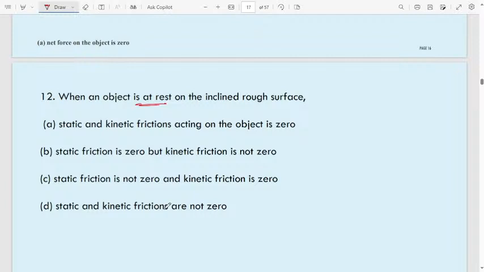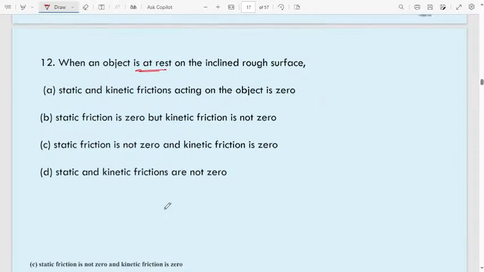static friction. Kinetic friction: the same car, when it starts moving, because of the running of the car, it will possess a kinetic friction. Therefore, in simple words, static means when the object is at rest, it will possess a friction. Kinetic means when the object is in motion, it will possess a friction. Then the correct answer for this question is option C.